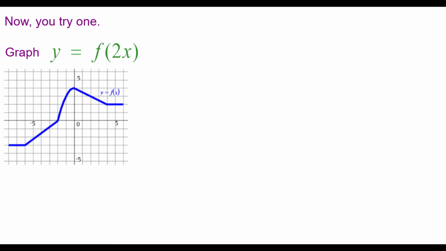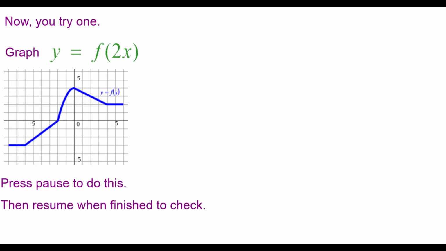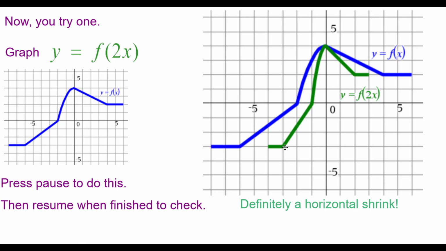Now you try one. Given this function right here, graph y equals f of the quantity 2x. Press pause to do this and then resume when you're finished to check your answer. And here is that answer here in green, and you can see it's definitely a horizontal shrink from the blue.